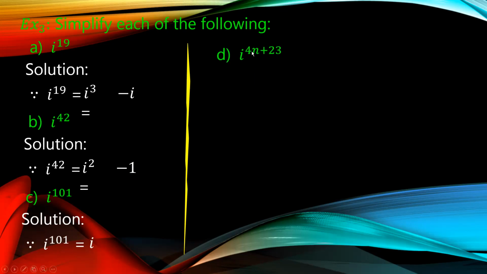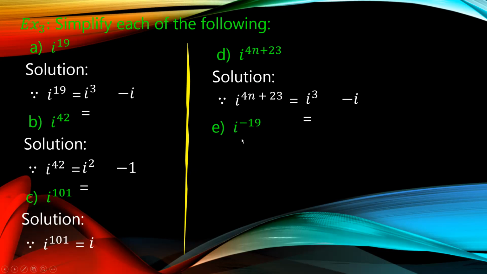i power 4n plus 23. I can expand it also: equals i power 4n times i power 23. i power 4n equals 1, and i times i power 23. 23 cannot be divisible by 4, so I will take 22, 21, 20, and the remainder will be i power 3. i power 3 equals negative i.